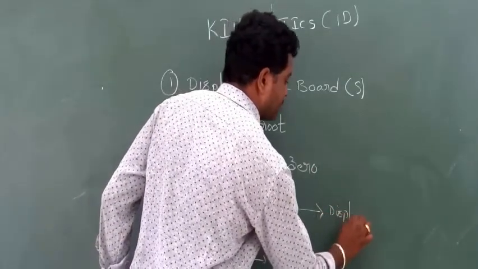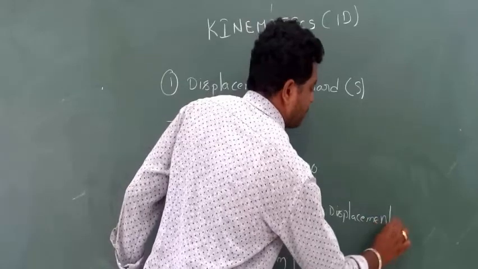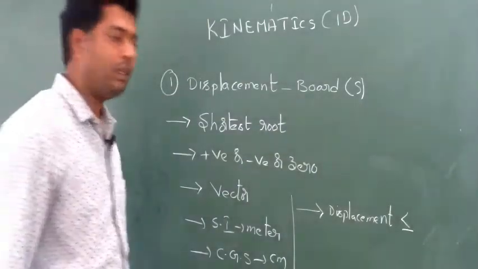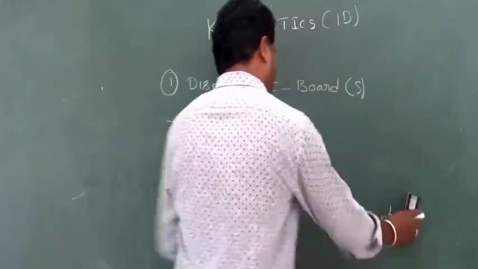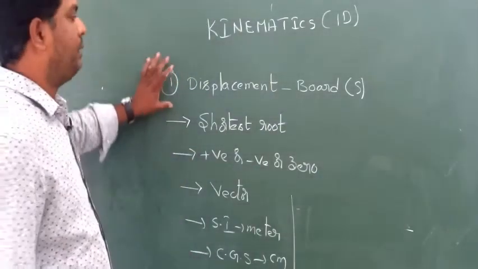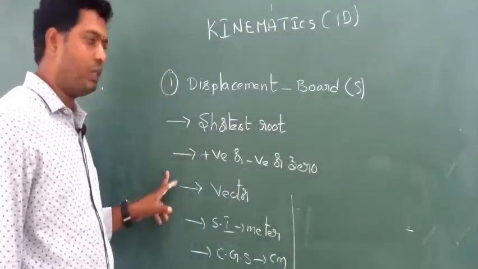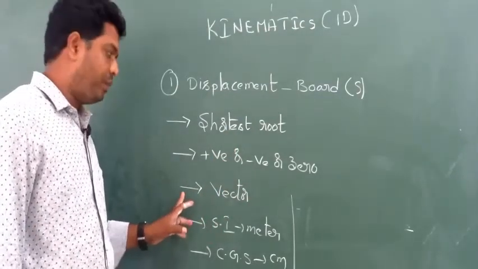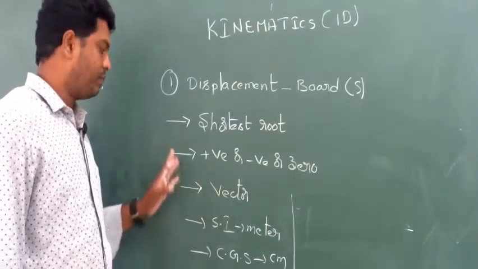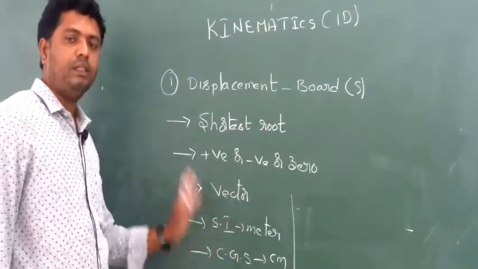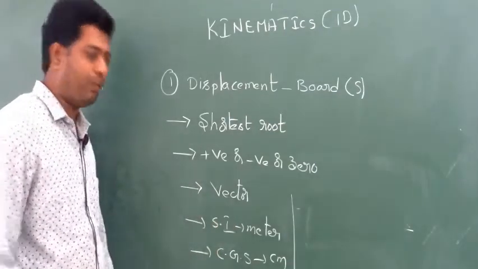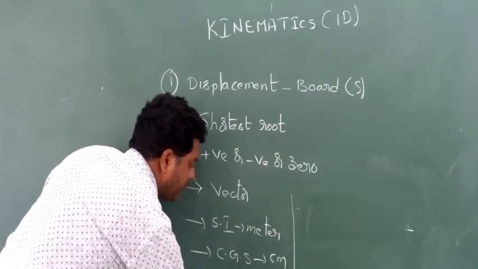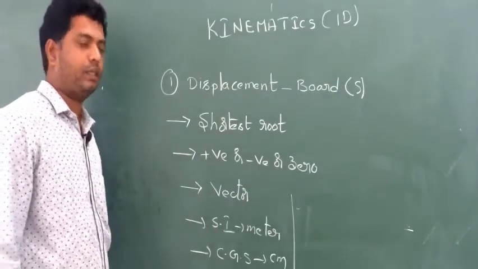Displacement is less than or equal to distance; we will see this point at the end of the distance. So displacement is the shortest route. Displacement may be positive, negative, or zero. Displacement is a vector quantity which has both magnitude and direction. The SI unit is meter, the CGS unit is centimeter. Its dimensional formula is L, length. This is about displacement.